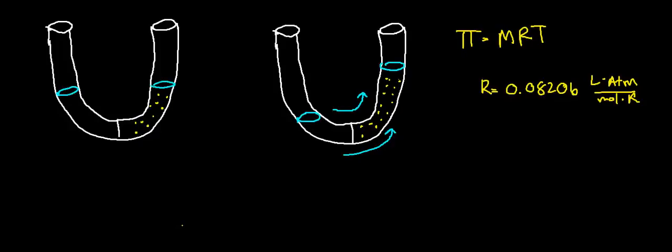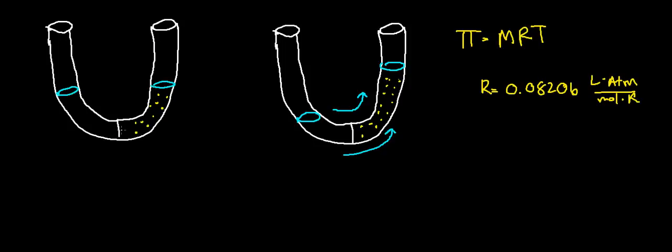Osmosis is the tendency of a solvent to flow from an area of low concentration to an area of high concentration through a semi-permeable membrane. In this example, assuming that the left side was just pure solvent and the right side was solvent with some stuff dissolved in it, this would be the semi-permeable membrane.